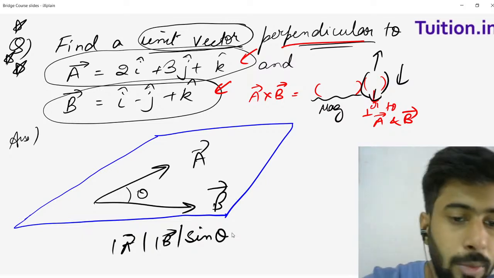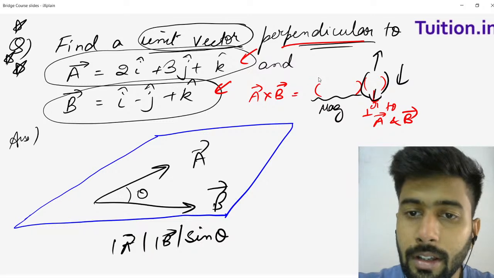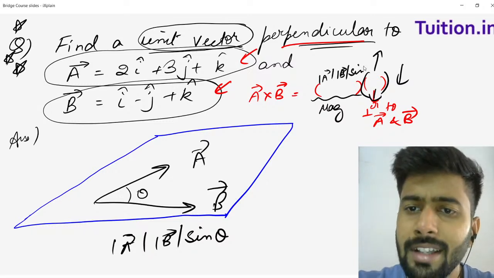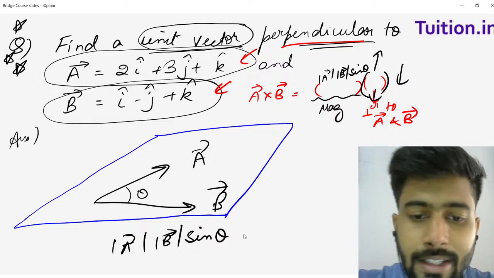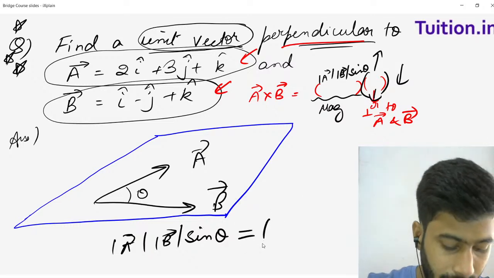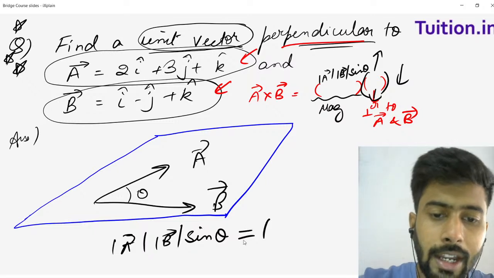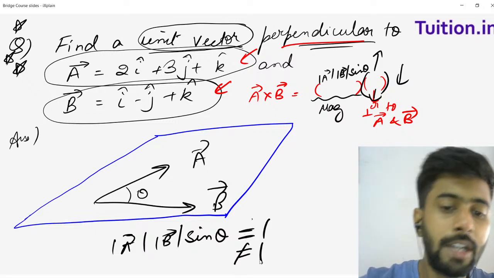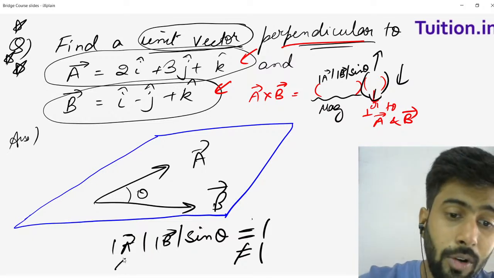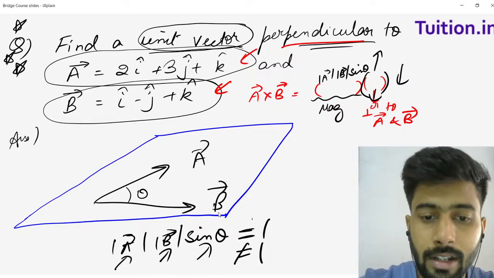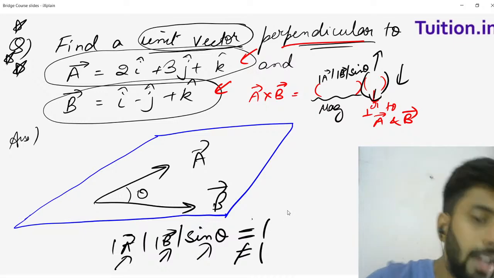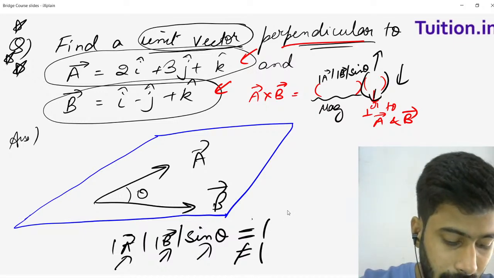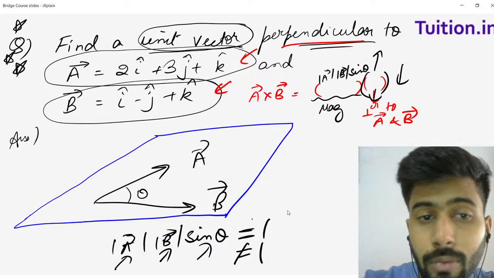Right? It is mod A mod B sine theta. So here, in this red bracket, you will have mod A mod B sine theta. Now, is there a guarantee that this mod A mod B sine theta will always be equal to 1? Is there a guarantee? No. It might or might not be equal to 1. It depends on the value of A, B and theta. So we are not sure whether the cross product will give us the magnitude 1 or not.